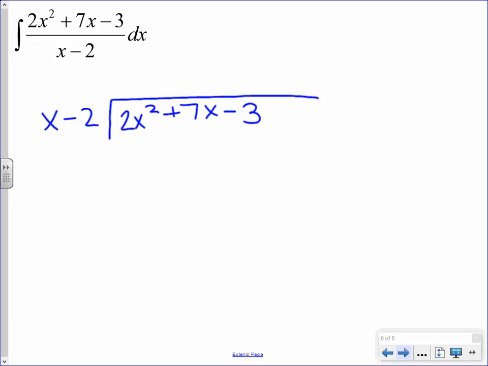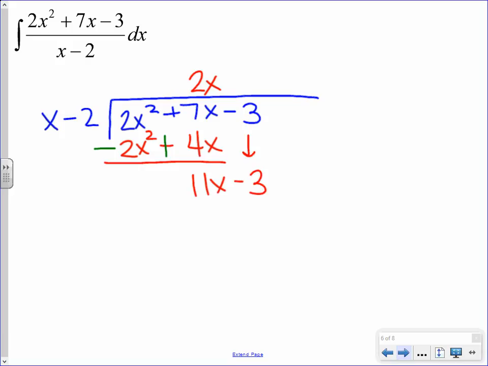This is good practice for you here, people. x times what is 2x squared? 2x. So put a 2x right here, and we take x minus 2 times 2x. And what do we do with those two quantities? Subtract them. So we have 11x, and then we bring down our minus 3. x times what is 11x? 11. Thank you. x minus 2 times 11 is 11x minus 22. What do we do with these two quantities? We subtract, so we are left with a remainder of 19.